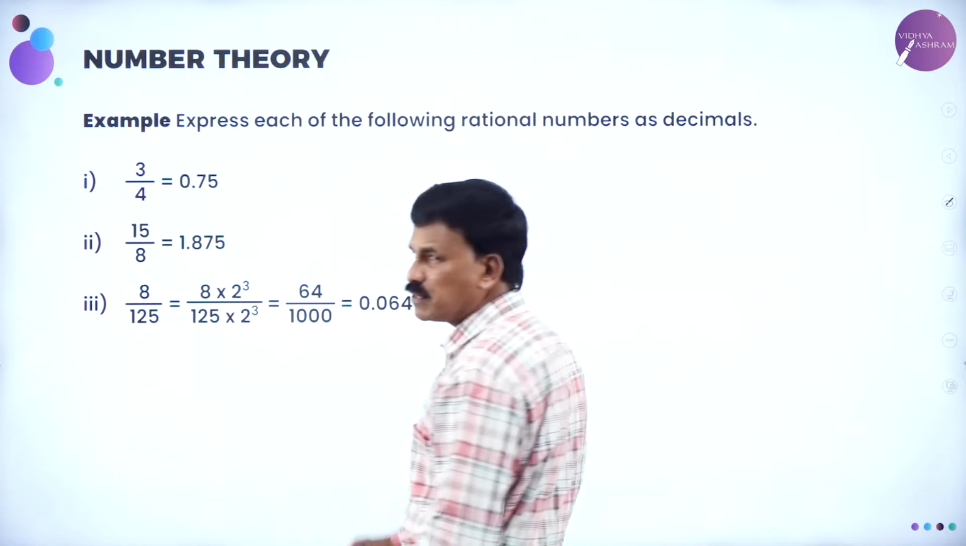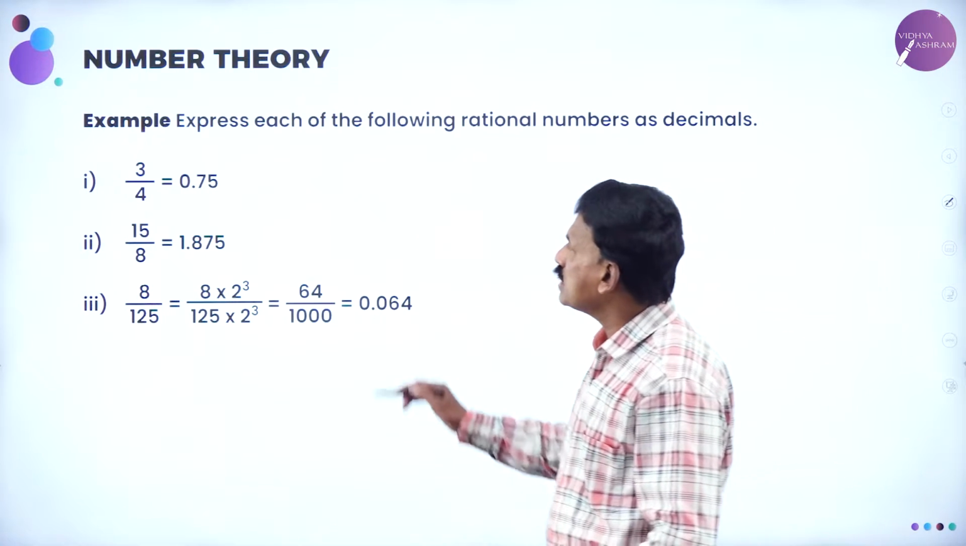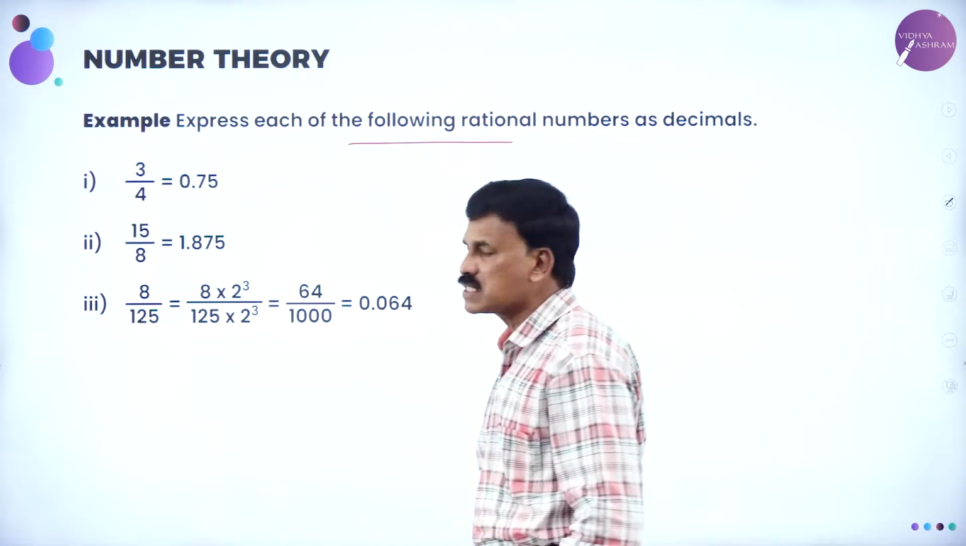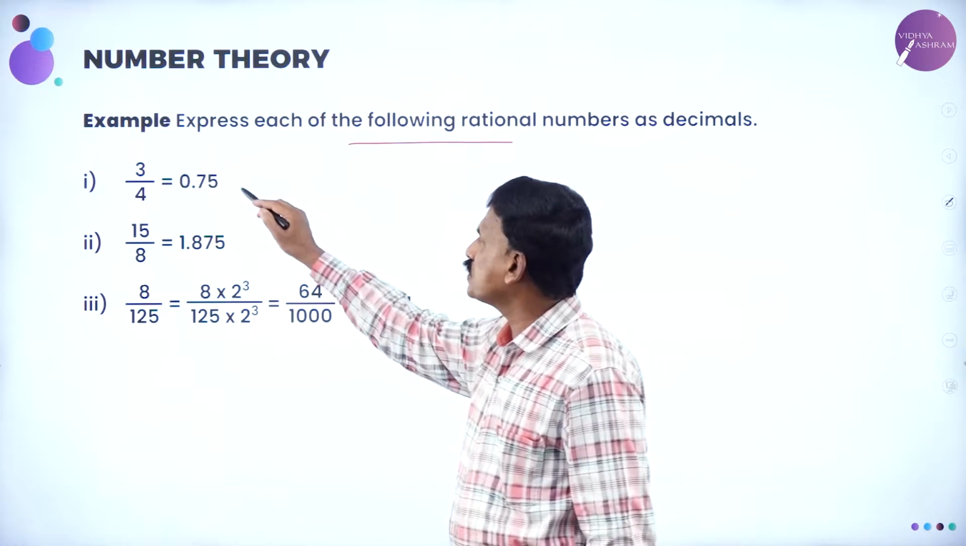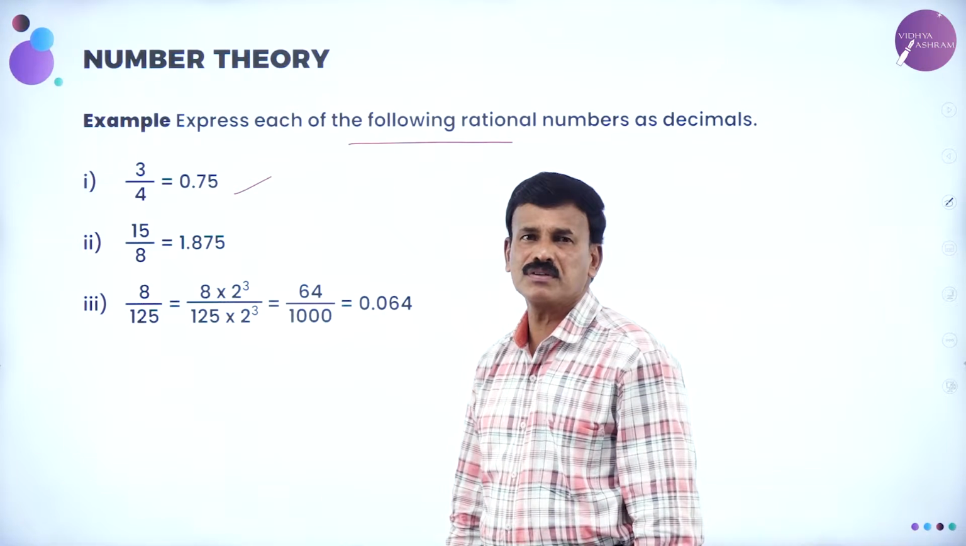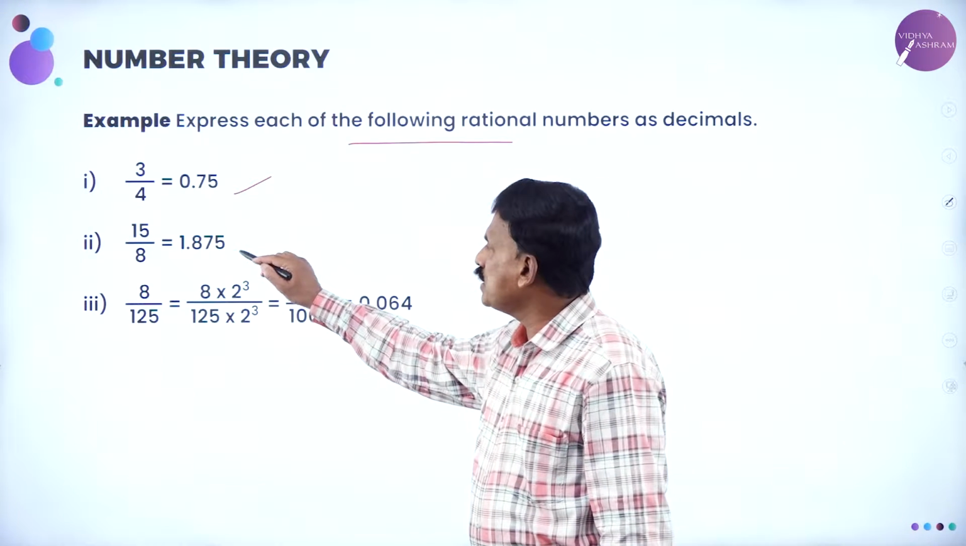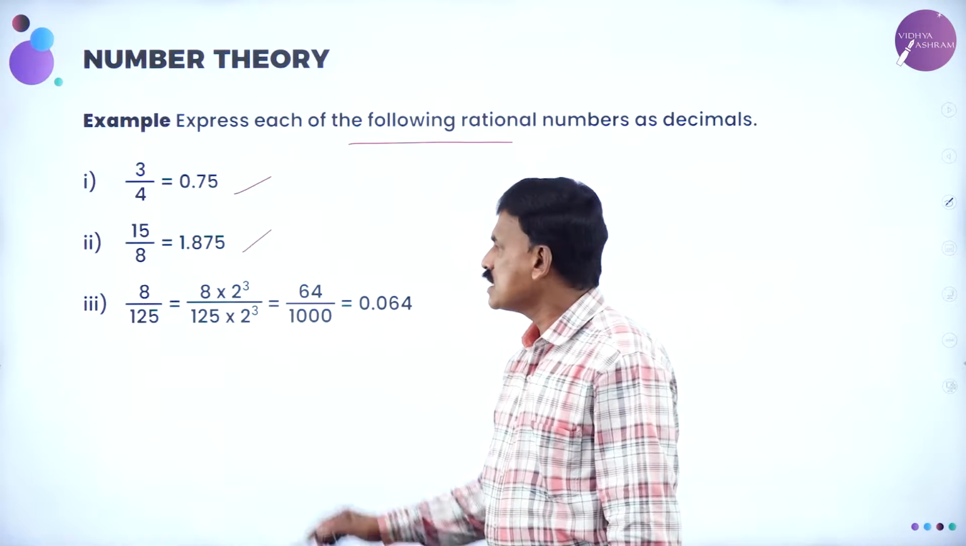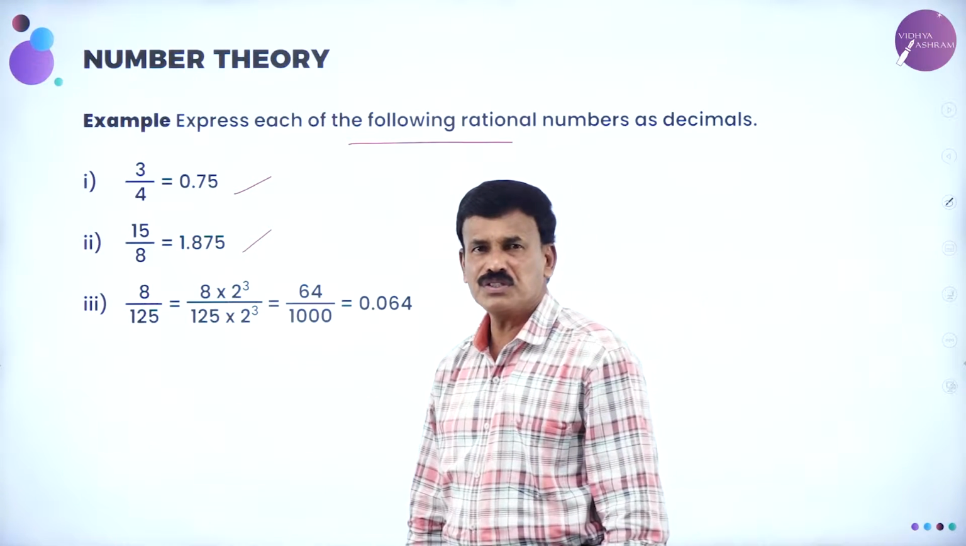Now, let us come to the next type of problem. Example: express each of the following rational numbers as decimals. Now, for example, 3 by 4. 3 by 4 can be written as 0.75. Now, 15 by 8. If you divide 15 by 8, you will get 1.875. Similarly, 8 by 125.